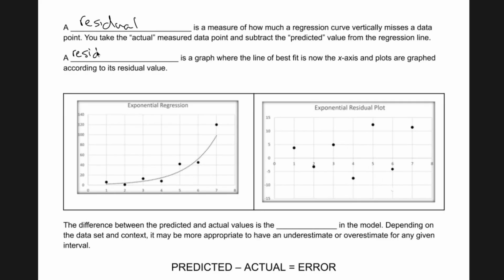Now, a residual plot is a graph where the line of best fit is now the x-axis and points are graphed according to their residual values. So if I'm given an exponential regression, you can see how I have a dot above, below, above, below, above. If I were to take this and straighten that out into a straight line, that's what it would look like. I can't really do it justice, so I'm going to quickly put in a video of one of the shorts that I made. Watch that now and maybe it'll clear things up.